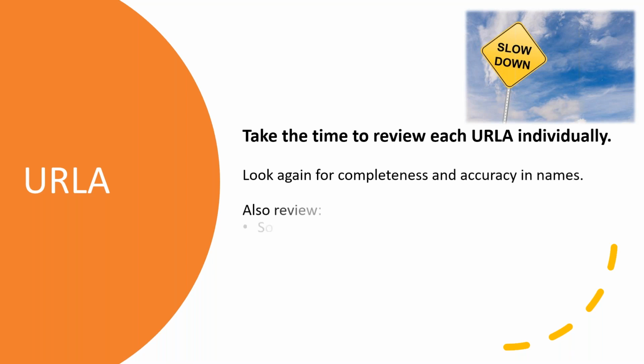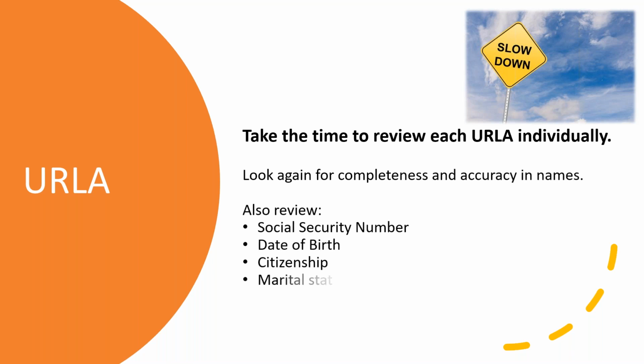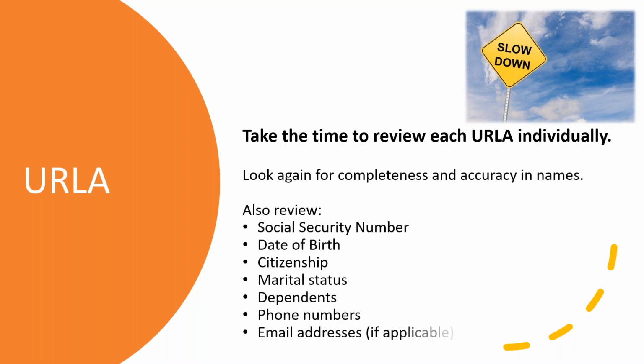When in the ERLA screen, it is imperative that you slow down and review each application from top to bottom. I know you have reviewed this information in the home screen, but please look again for completeness and accuracy. Social Security numbers, date of birth, citizenship, marital status, dependents, phone numbers, and nowadays, email addresses.